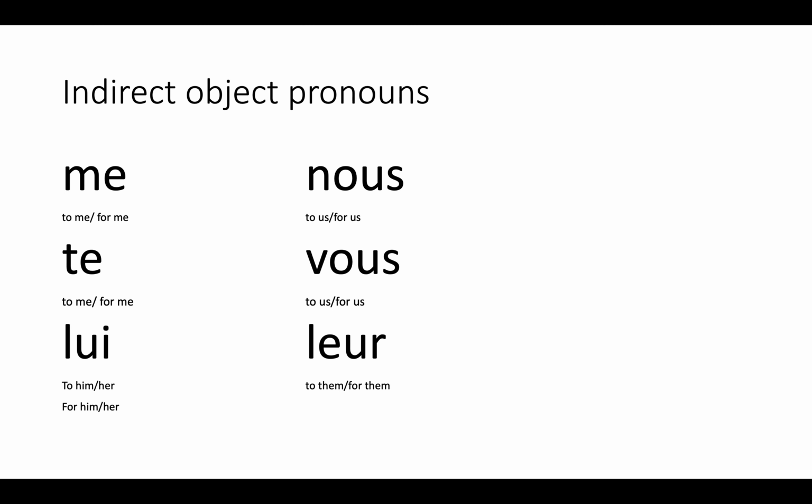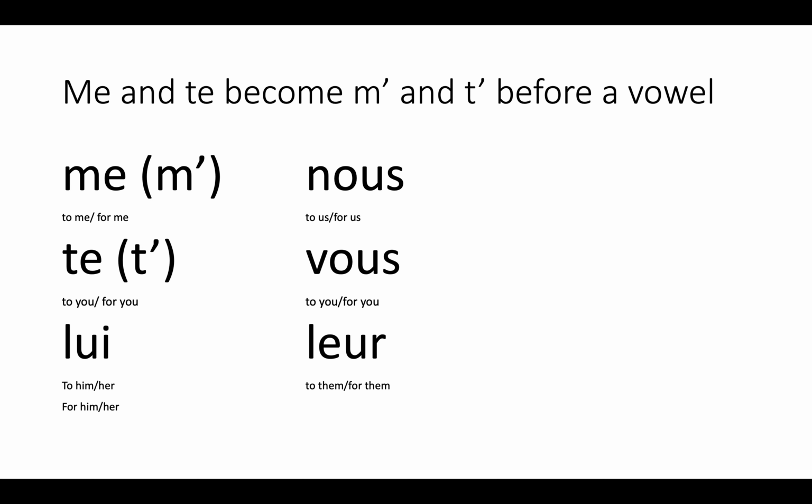And this is what they mean. Me is to me or for me. So if I say something like elle me parle, that means she talks to me. And me and te become m' and t' before a vowel. And notice that when we have an M apostrophe, it just joins right up with the verb after it. It all becomes one word and it's pronounced as part of the same word.